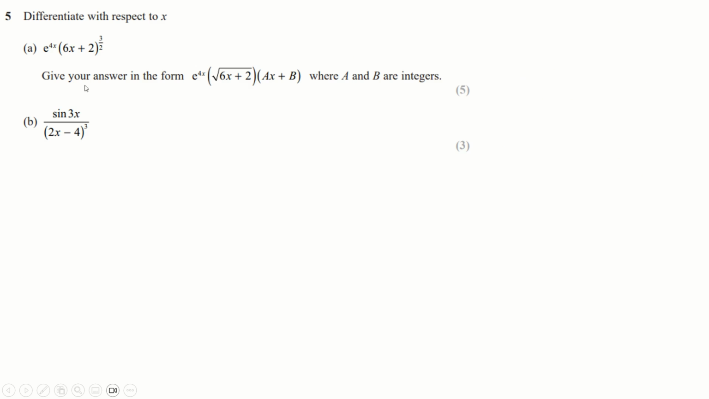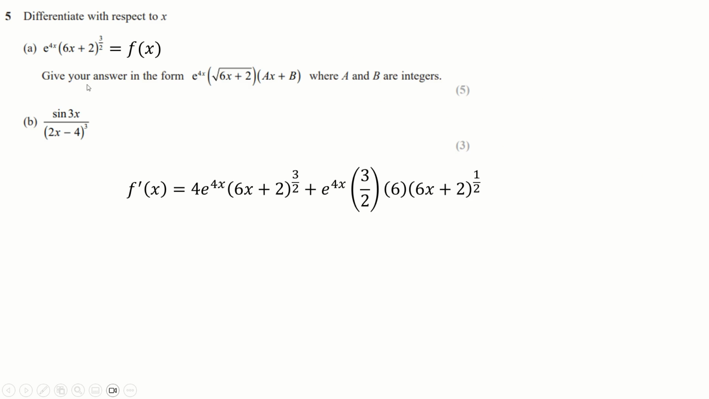Question 5 then. So using some product rules to differentiate this, if we just call it f of x. Product rule says to differentiate the first function. Differentiating this just becomes 4e to the 4x, and leave this function alone. So that's what I'll do first. So that's this one differentiated, this one left alone, and then leave this one alone, and differentiate this one.